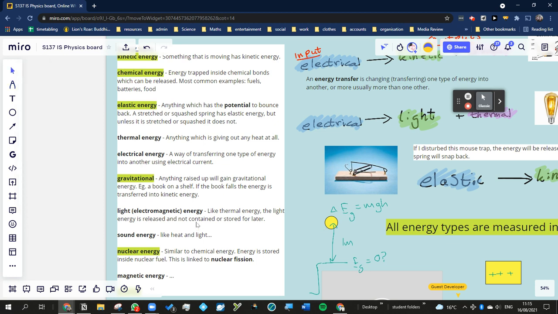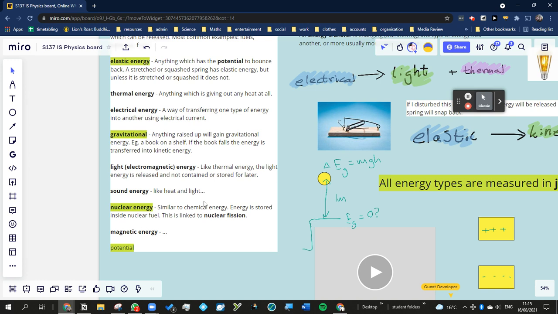What can we say about light energy? Light energy can be redefined as electromagnetic energy, because we know from learning about waves that light is just one type of electromagnetic wave. So if something gives out light energy, then it's giving out electromagnetic energy, really. It could be giving out ultraviolet light, infrared light, or radio waves, it will still be giving out energy. So we can group all those types of electromagnetic waves into just electromagnetic energy as opposed to just light energy.